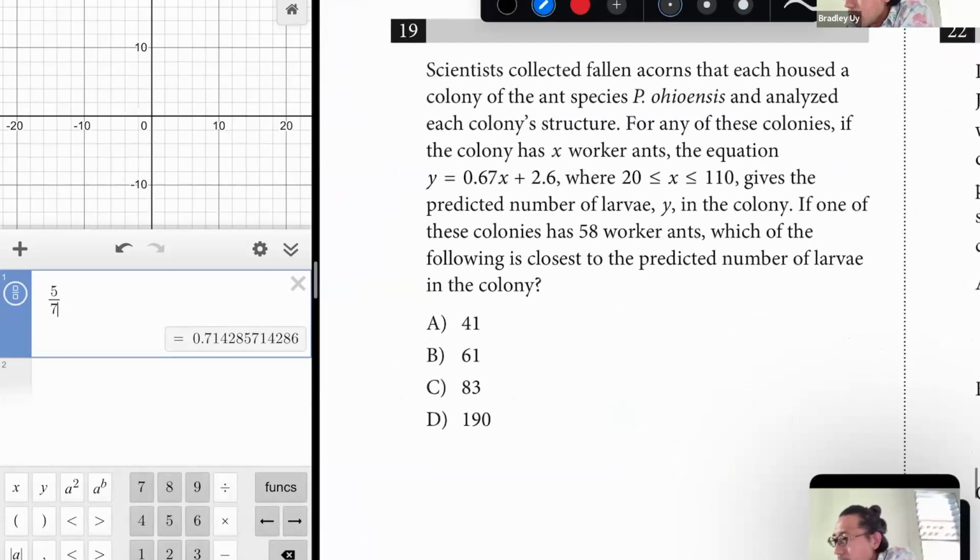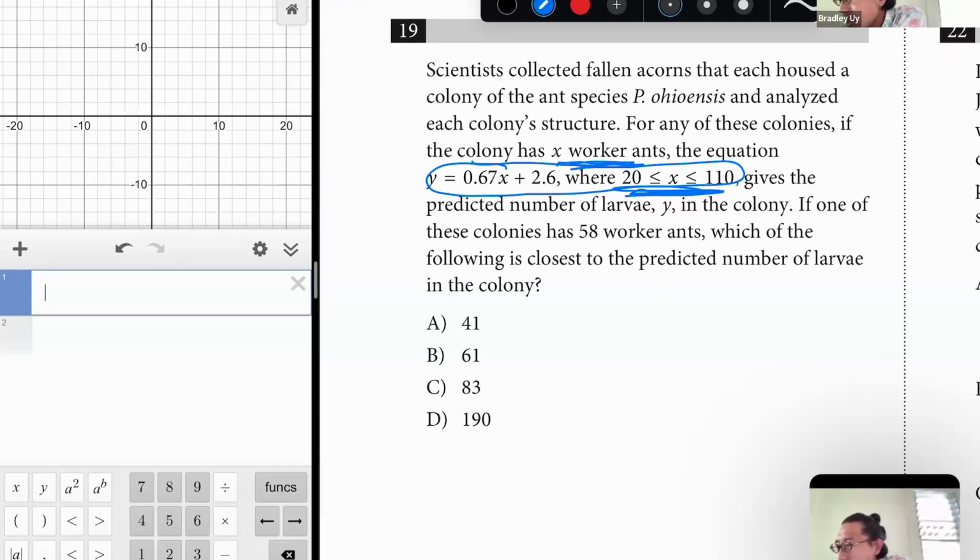19. All right. So acorns fall, and there's some ants in it. Okay, X stands for the number of worker ants. That's really important. This equation holds true on a certain domain, a certain portion of the line. Okay, I'll show you how to use Desmos on this in a couple of ways, but Y is the number of larvae. Okay, so that's important to keep in mind. X is worker ants, Y is larvae.